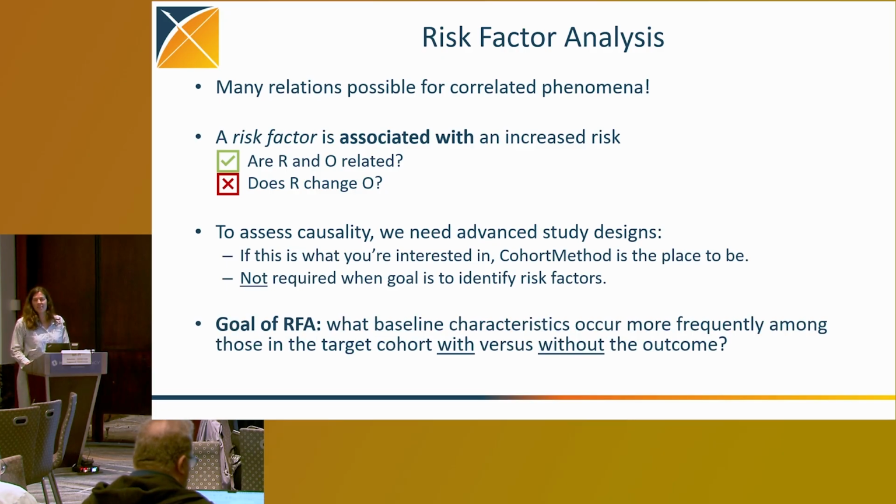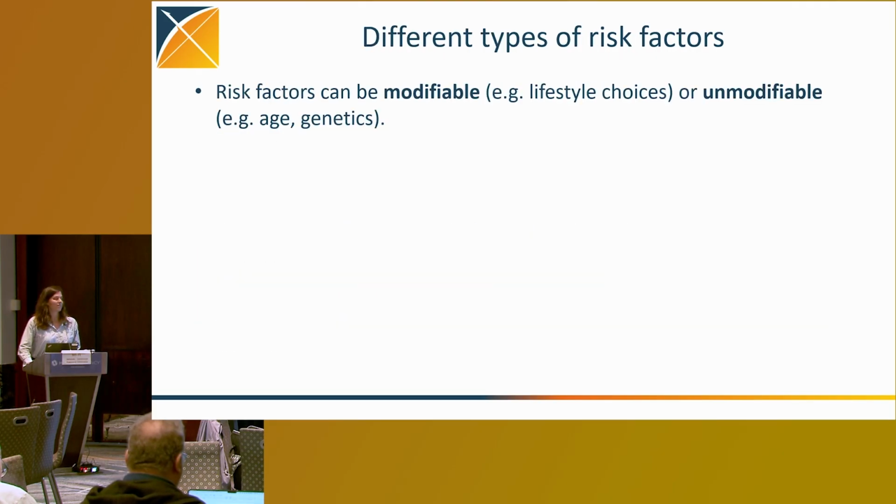To assess causality, say you would be interested in that and not in risk factors, then we need more advanced study designs. It is possible in observational data, but if that is what you're interested in, it is important to look at the cohort method package, and I'm not going to talk about that in this tutorial. But this is not required to do when you want to identify risk factors. So the goal of a risk factor analysis is to identify what baseline characteristics occur more frequently among those in the target cohort with versus those without an outcome.